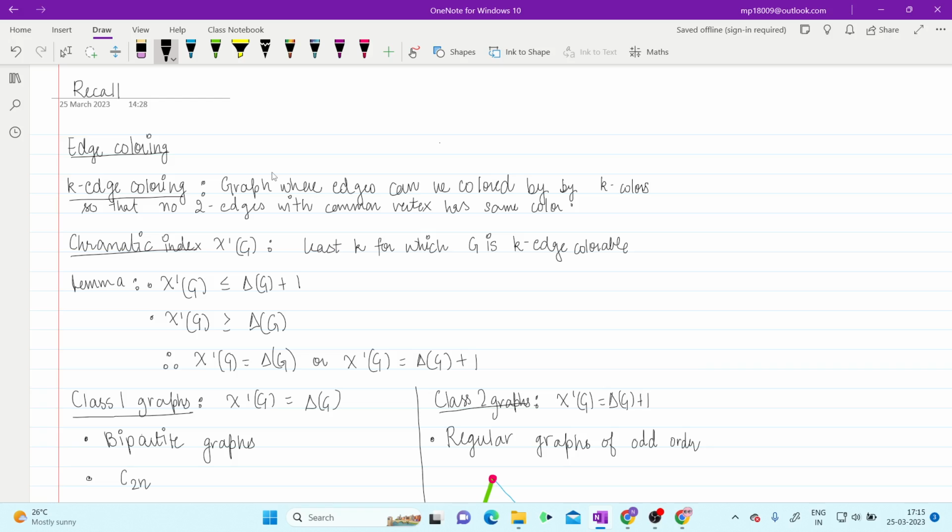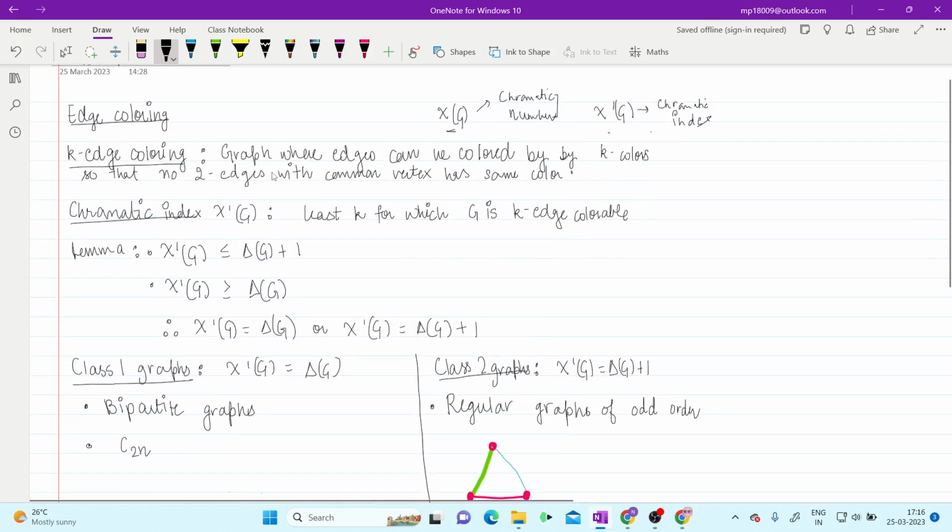So psi of G was the chromatic number. This was referring to the least number of colors required to color the vertices. And xi dash of G is the chromatic index, which is the least number of colors required to color the edges. So please note this distinction. For vertices it is the chromatic number, and for edges it is the chromatic index.